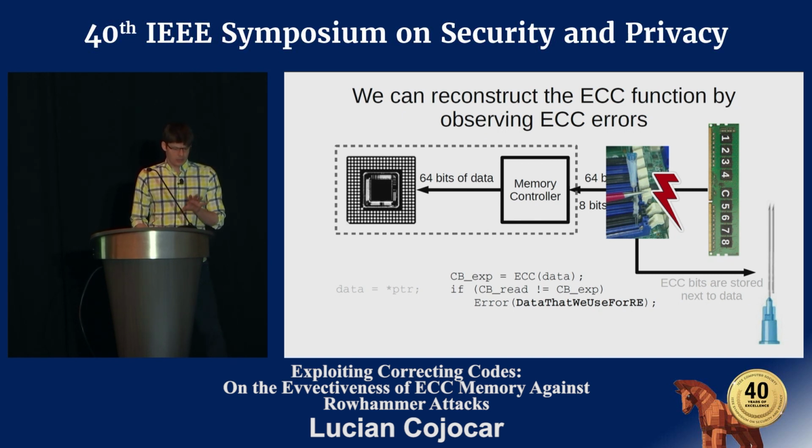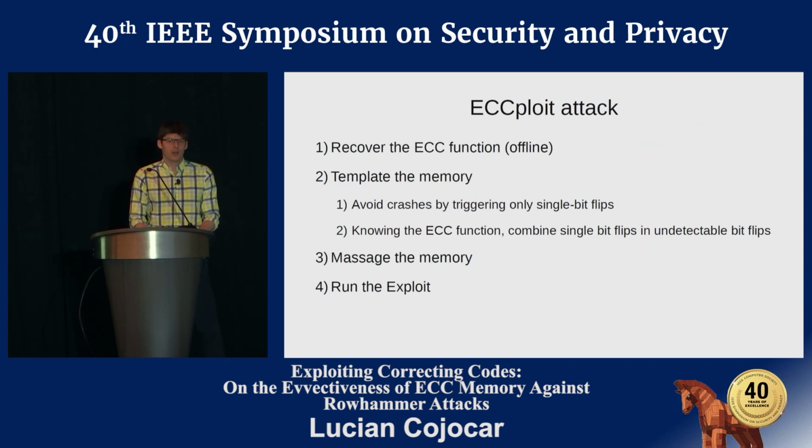Now, I think I covered how to get bit flips and how to reverse engineer the ECC function. Now let's look at how ECCploit actually works. First, in the first step, the attacker would recover an ECC function. He can do this offline by having a server or a target machine that is very similar to the one that he wants to target.